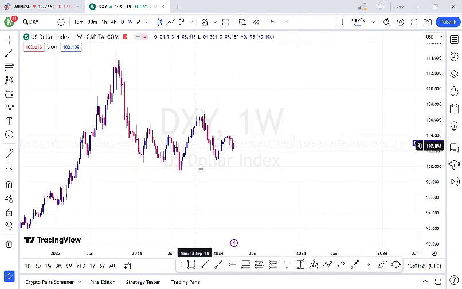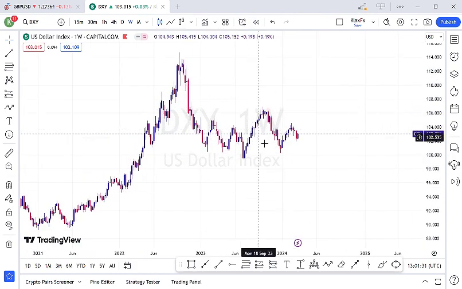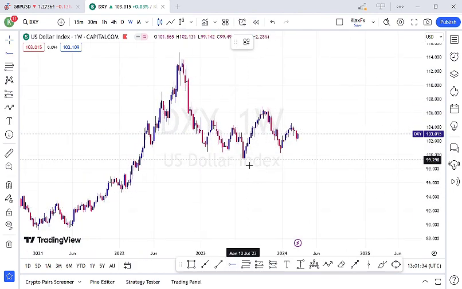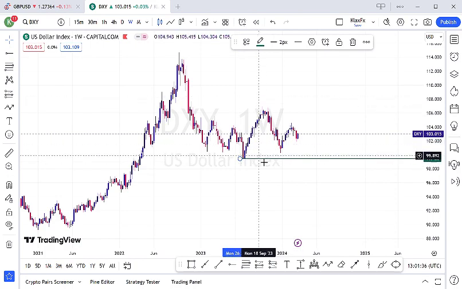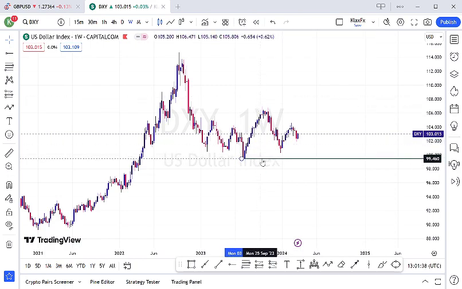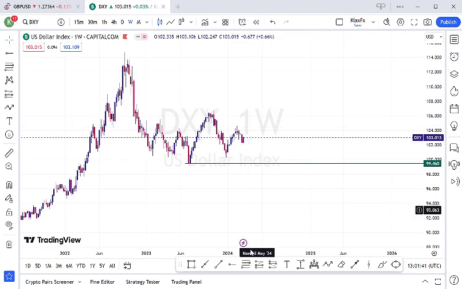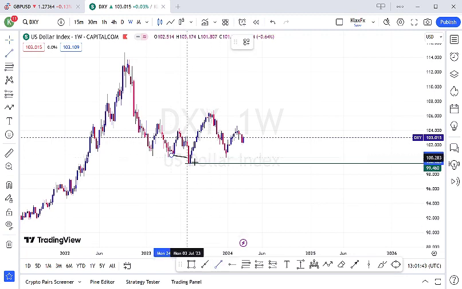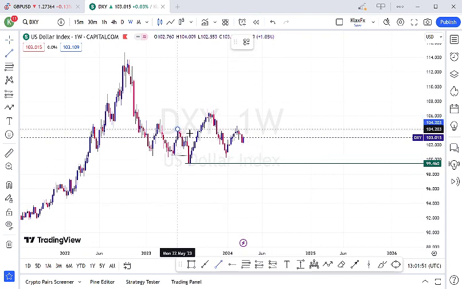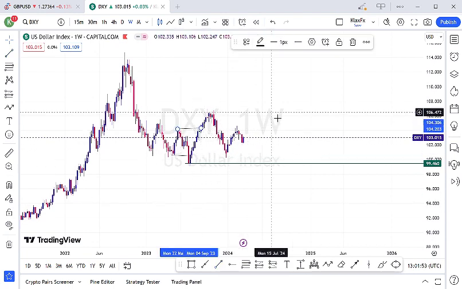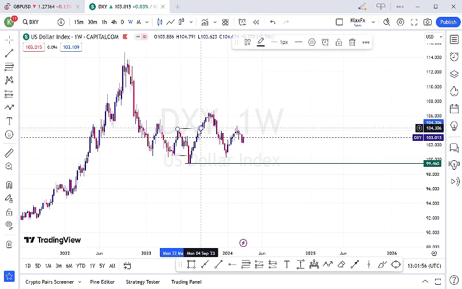So on DXY, what we have here is, I will start by plotting out my weekly SNR. So this is my weekly SNR here. Then we had this liquidity graph, this one. We also had break of structure to the upside. This is the only thing I can see on the weekly.